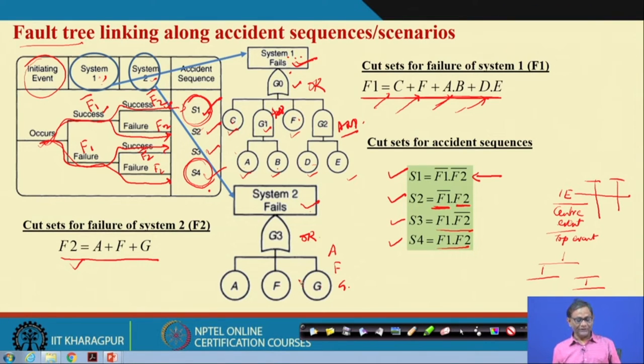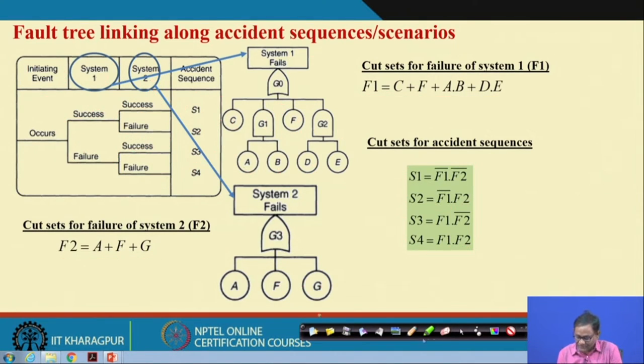So, if we want this event to occur, then what are the basic events in terms of system 1 and system 2 that should occur? That will ultimately again result in cut sets. So, we will find the cut sets next. Let us understand for S2.